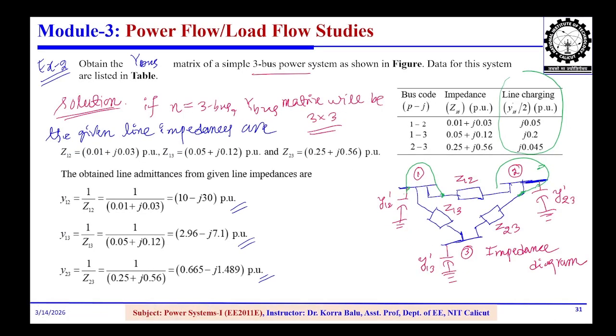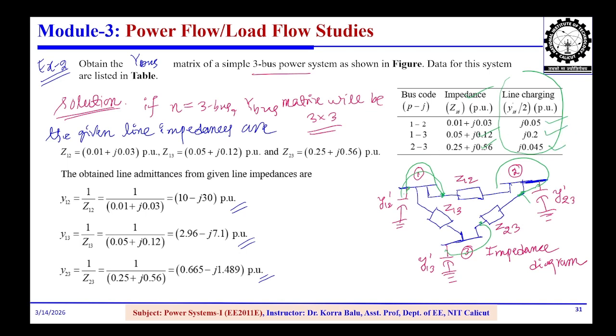Yes, you can see here that this capacitance is connected here, and this capacitance is connected here, like that in the diagram. So the line 1 to 2 has a line impedance, 1 to 3 has a line impedance, 2 to 3 has a line impedance, and between 1 and 2 there is a line charging admittance, 1 to 3 has a line charging admittance, 2 to 3 has a line charging admittance.